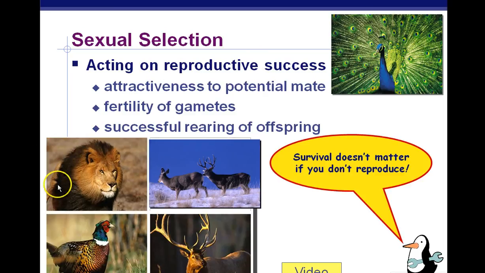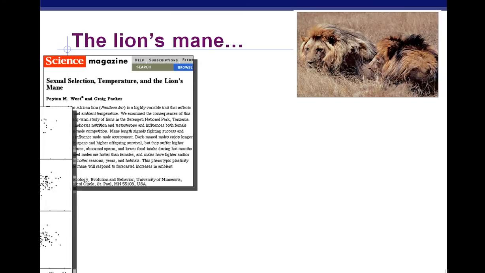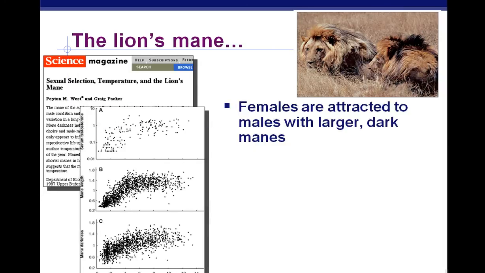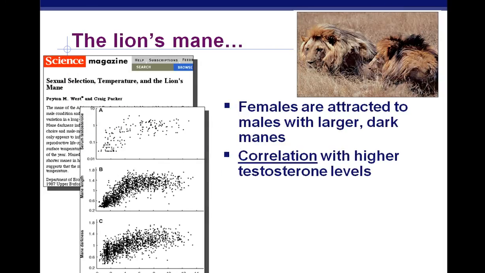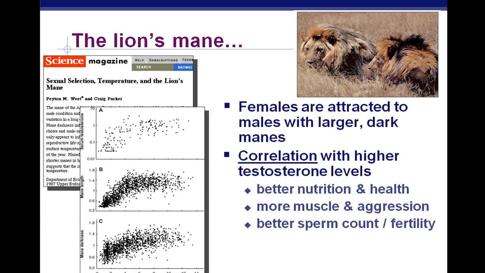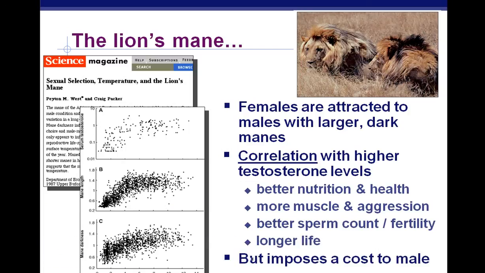Here we have the lion's mane. That's a selected for trait. We've got some mating behaviors in deer and elk, color displays on things like birds, antlers on the alpha males of other animals that mate with antlers. Lion's mane: females are attracted to males with larger, darker manes. It's correlated with higher testosterone levels in the males that tend to want to reproduce more, which indicates better nutrition and health, more muscle and aggression, better sperm count and fertility, more likely to get the females pregnant, and longer life.